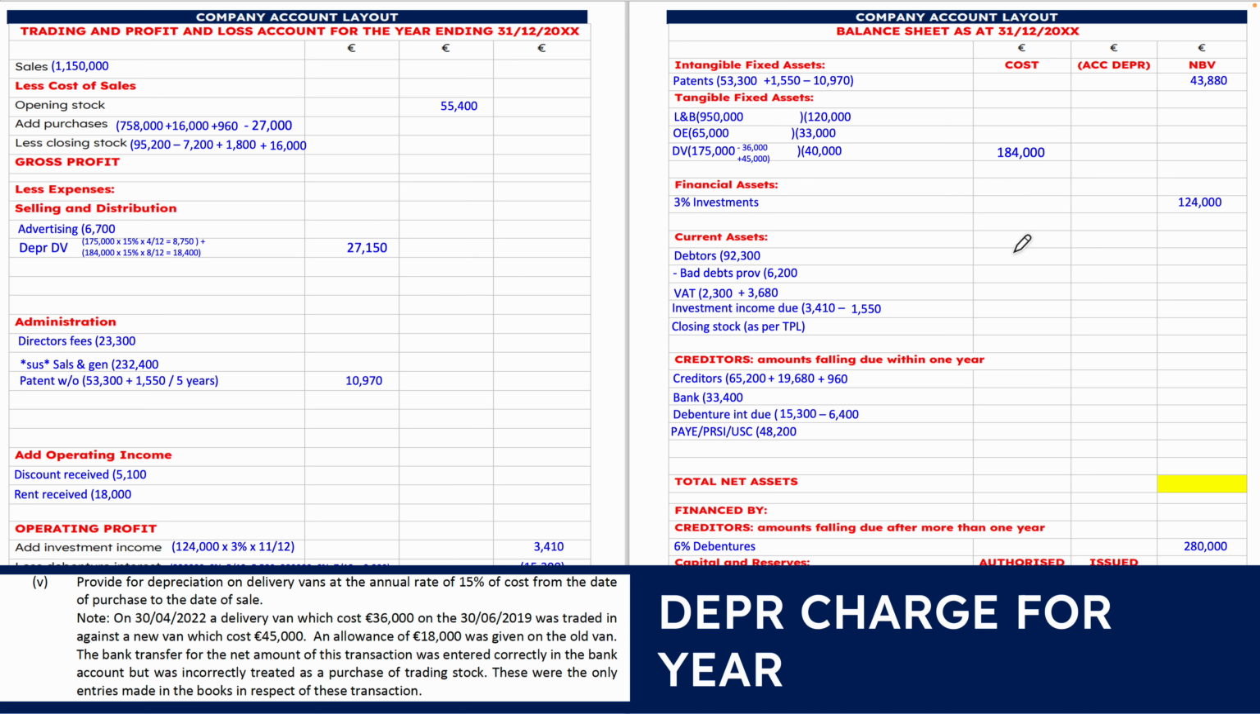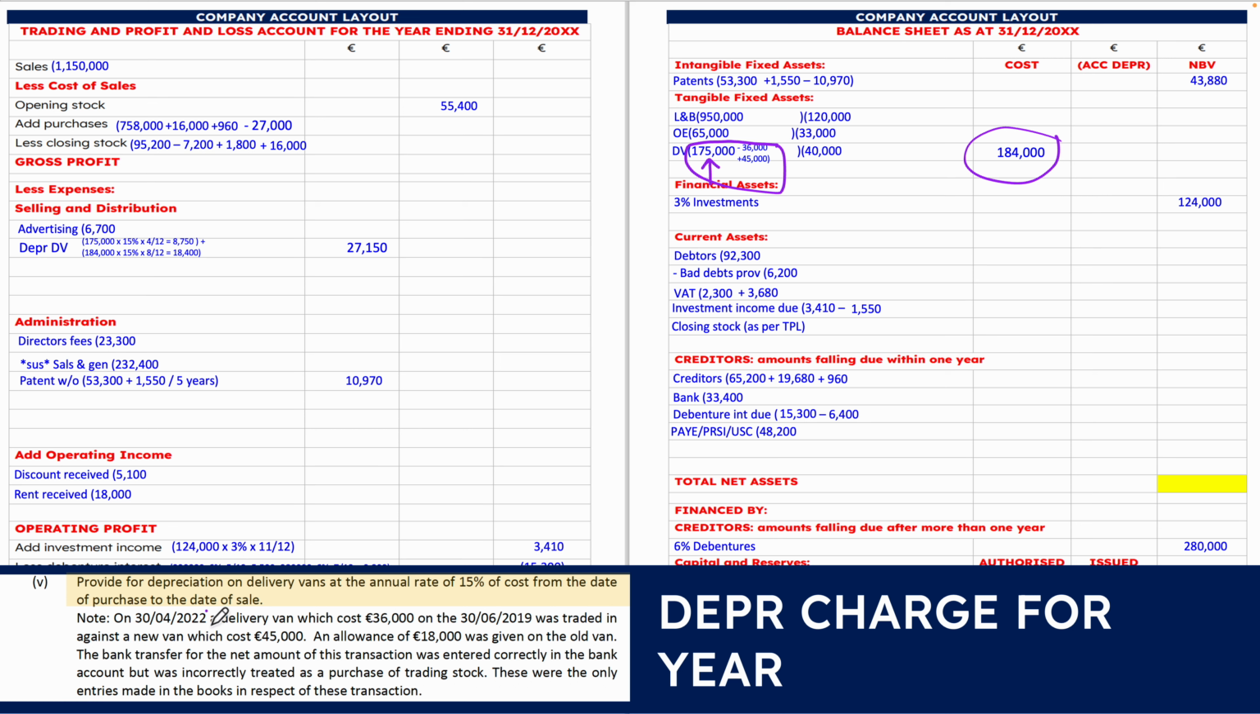Now next we're going to do the depreciation charge for the year. It says here, provide for depreciation on delivery vans at the annual rate of 15% of cost from the date of purchase to the date of sale. So we depreciate vans at 15% of cost, from the date of purchase to the date of sale. A couple of things have happened here. We had 184,000 worth of vans at the end of the year, but at the start of the year, if you remember, we only had 175,000.